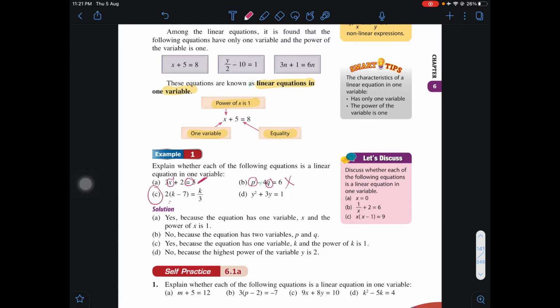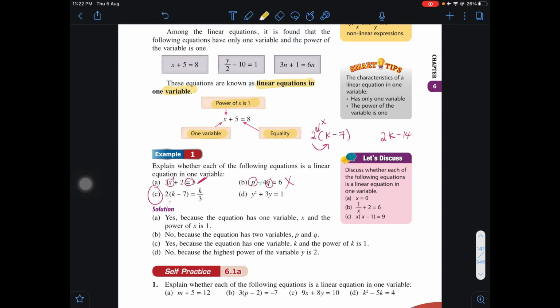Okay. C, for this type of question, you need to expand first. Whenever you see the bracket, you need to expand the bracket first. Okay, so let us refresh how to expand this one. 2 bracket k minus 7. Whenever you see 2 and there is no symbol between 2 and the bracket, it means multiplication. So 2 multiply with k, 2 times k is 2k. So 2 multiply with negative 7, 2 times negative 7 is negative 14.